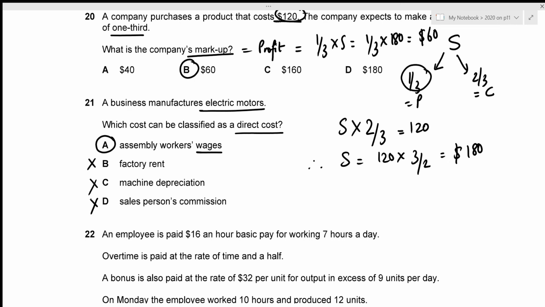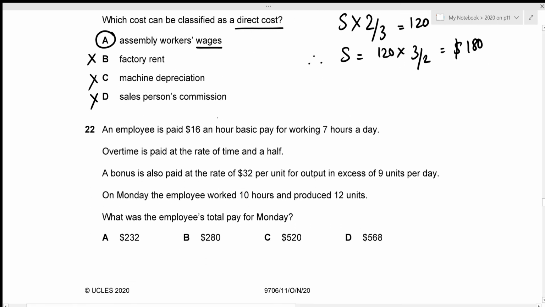Now we can move towards question number 22. An employee is paid $16 an hour basic pay for working 7 hours a day. Then overtime is paid at the rate of time and a half. Okay, which means that the overtime is going to be the basic rate, which is 16, and a half of it as well. So that's going to be plus 16 by 2. So that's 16 plus 8, which results in our overtime to be 24 per hour.